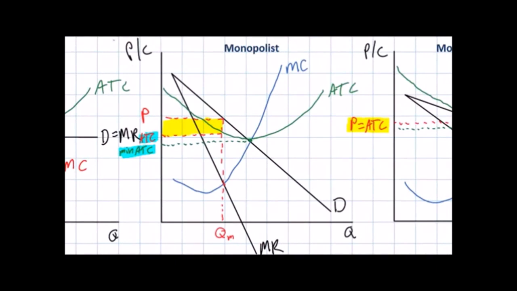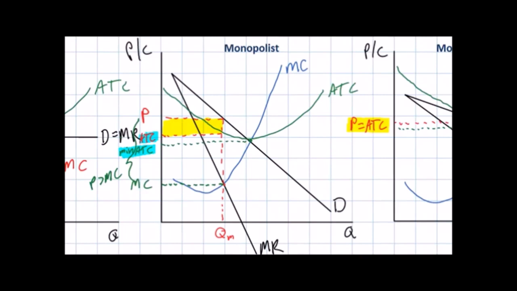Well, to find out what the firm's marginal cost is at a quantity of QM, we must go up to its marginal cost curve and draw a dotted line over. We can see here that the marginal cost is much, much lower than the price, indicating that resources are underallocated towards the monopolist's output. Now this makes sense. If there's only one firm producing a good, that firm has no incentive to produce the socially optimal amount of that good.